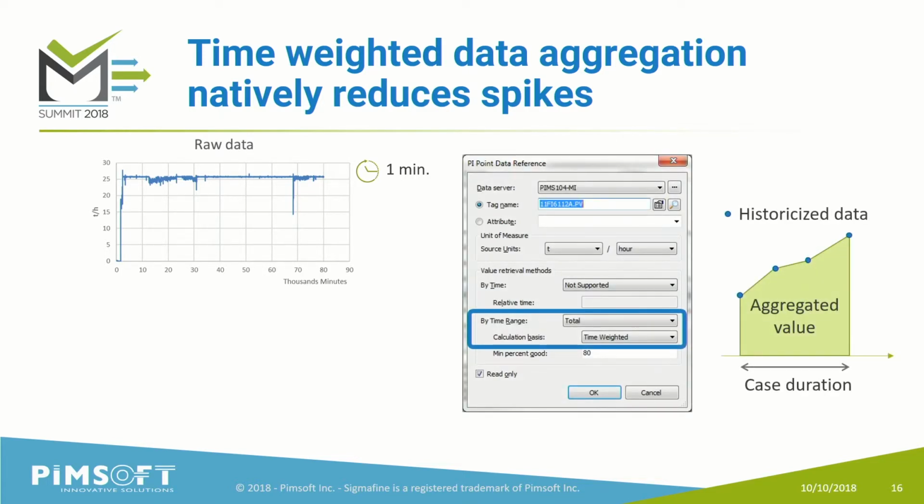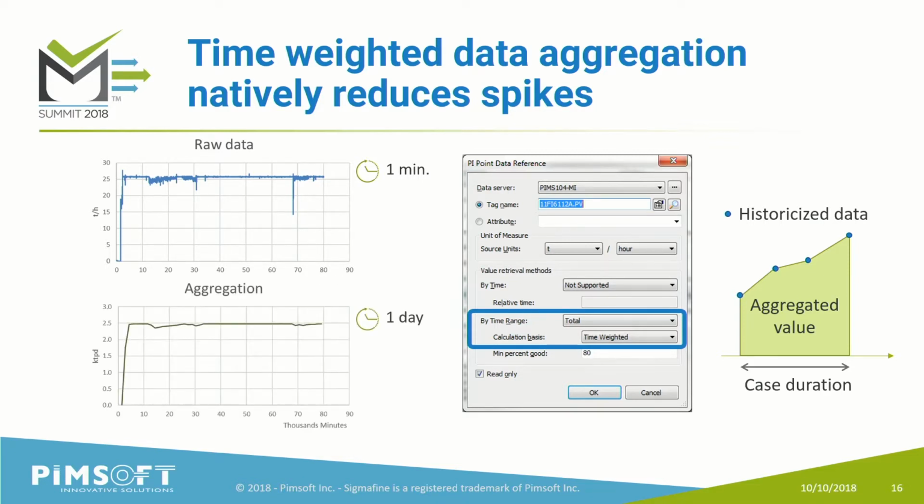We should remember that when we totalize the data in Sigmafine, we do, in reality, the integral of a variable along the case duration. And if we do this, for example, on a daily basis, what happens is this trend. So natively, the spikes are, it's true, very large values compared to the average, but they last for a very short time. So when you do the integral, their contribution is quite small.